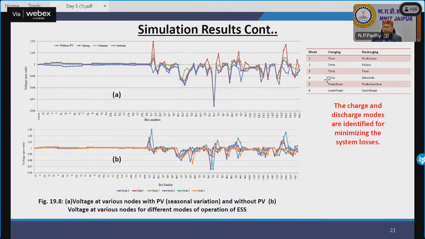This is another set of simulation results, where voltage at various nodes with seasonal variation, and voltage at various nodes for different modes of operation of the ESS. So you could see how the ESS behaves and how the PV behaves. The charge and discharge modes are identified for minimizing the system losses. The battery can charge and discharge in any way, but the idea was to optimize the cycle and ensure minimum loss in the system. So that was the objective function, to reduce the system losses.